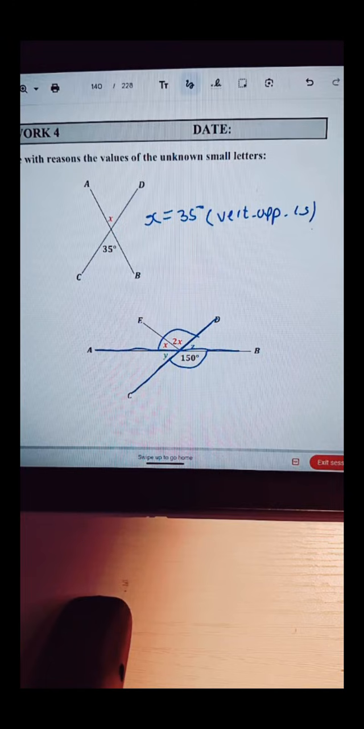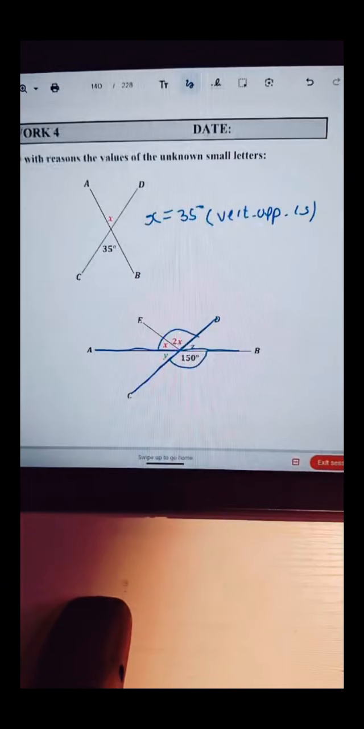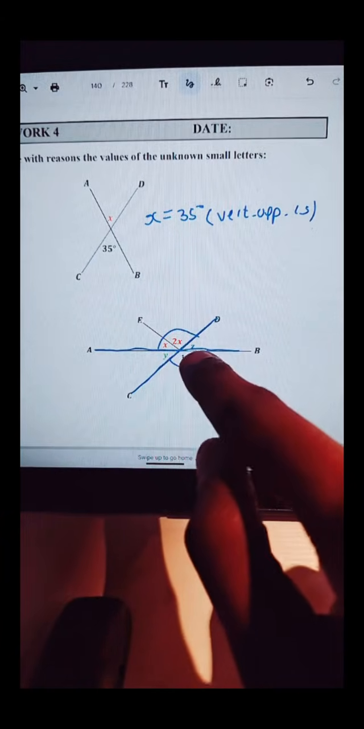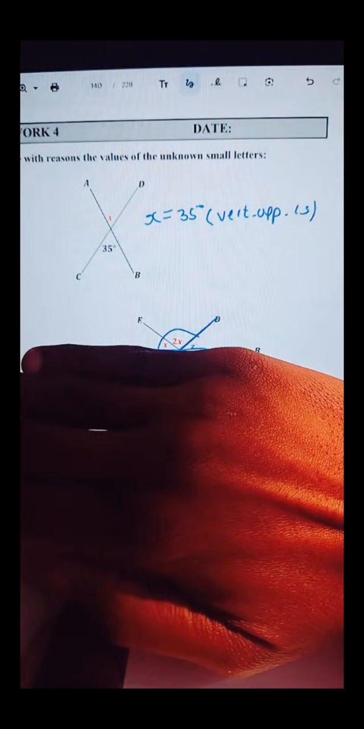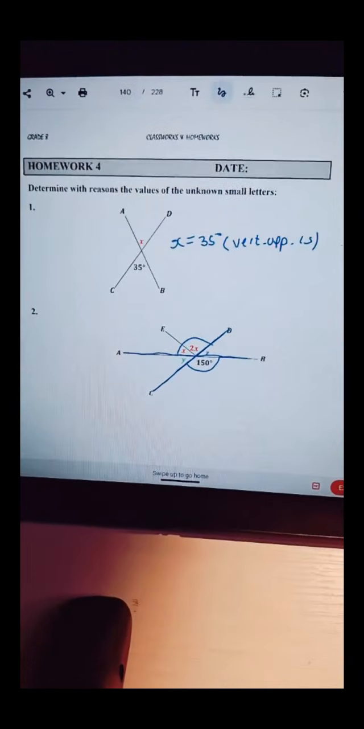The y, which is 30, plus the x plus the 2x is equal to 180, angles on a straight line. Very good. Or you can look at it this way. You can look at the straight line from that perspective. It's up to you. Line CD: y plus x plus 2x. You know y is 30 already. Or you can look at the straight line from this perspective: x plus 2x plus the 30. Either way, you will get the answer.